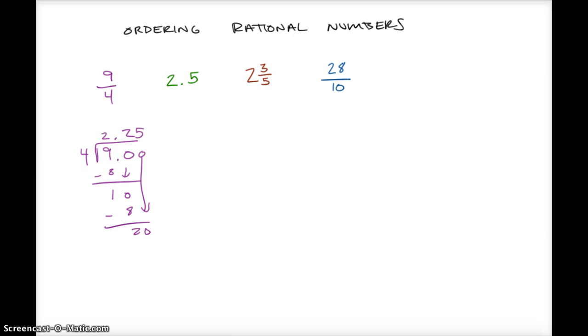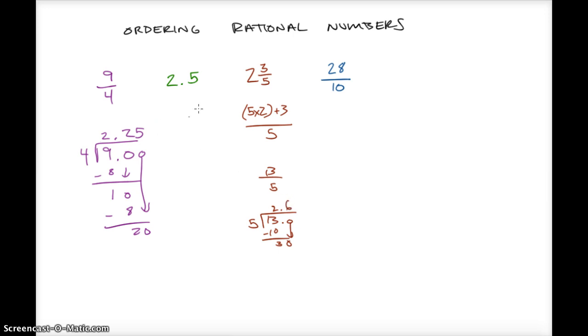2.5 is already in decimal form, so I don't need to do anything to that. 2 and 3 fifths, I'm going to convert this to an improper fraction first. So I'm going to say 5 times 2 plus 3 all over 5. 5 times 2 is 10 plus 3 is 13. So 13 fifths. I'm going to do 13 divided by 5. 5 goes into 13 twice. Subtract my 10, I got a 3 left over. Put my decimal up. 5 goes into 30 6 times, so 2.6.